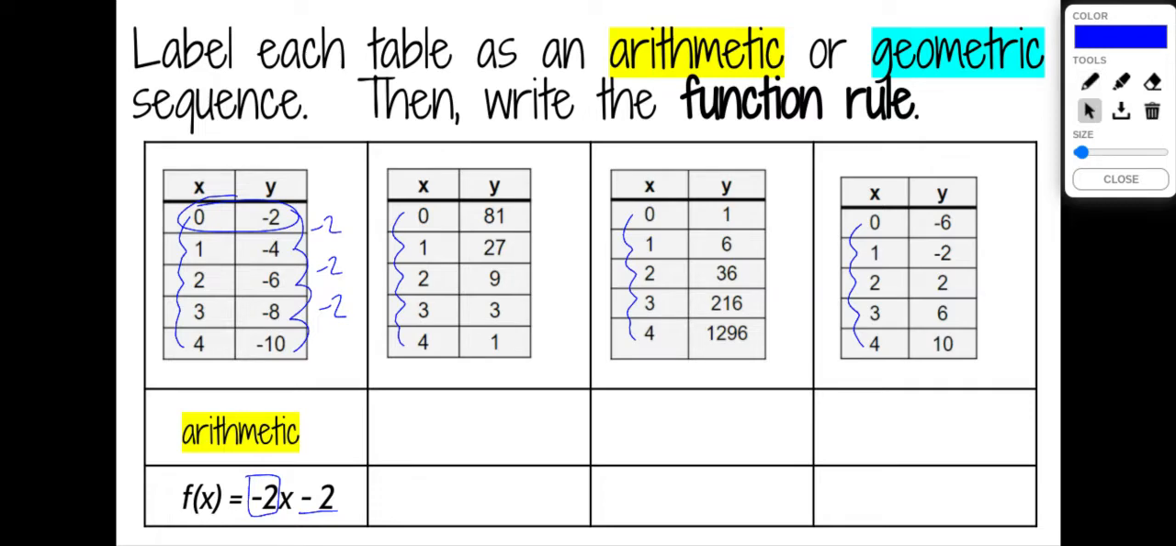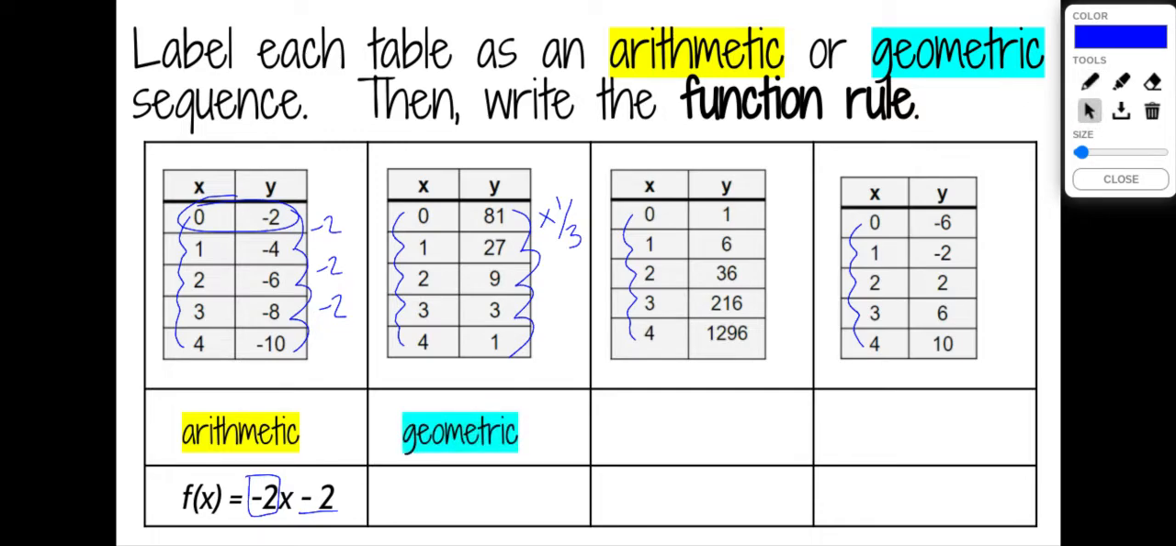Okay, next one. So let's look at our pattern in the y. Very constant. Do you see it as divide by 3? Me too. But let's think multiplication. What could we be multiplying by? If we're dividing by 3, we're really multiplying by a third, right? A third of, a third of, a third of. So if you said geometric, you are right.